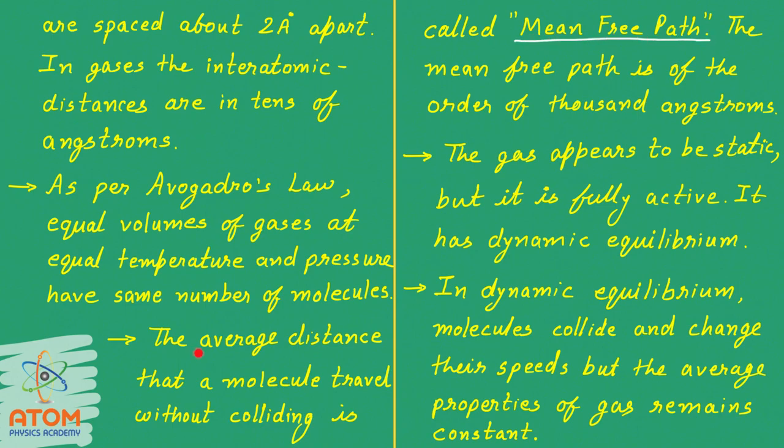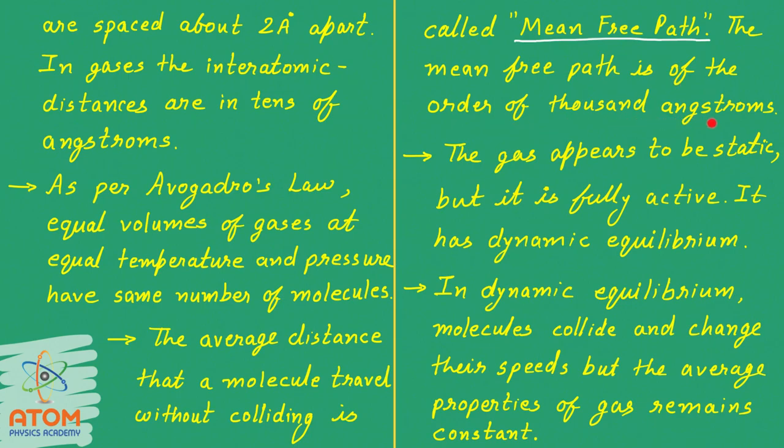Here we are taking average distance because it's very obvious that the distance between any 2 collision will not be same. Obviously, all the pairs of molecule will not have same distance between 2 successive collision. So we have to take an average value of it. So the average distance between 2 successive collision, or in other words we can say that the average distance that a molecule travel without colliding is called as mean free path.